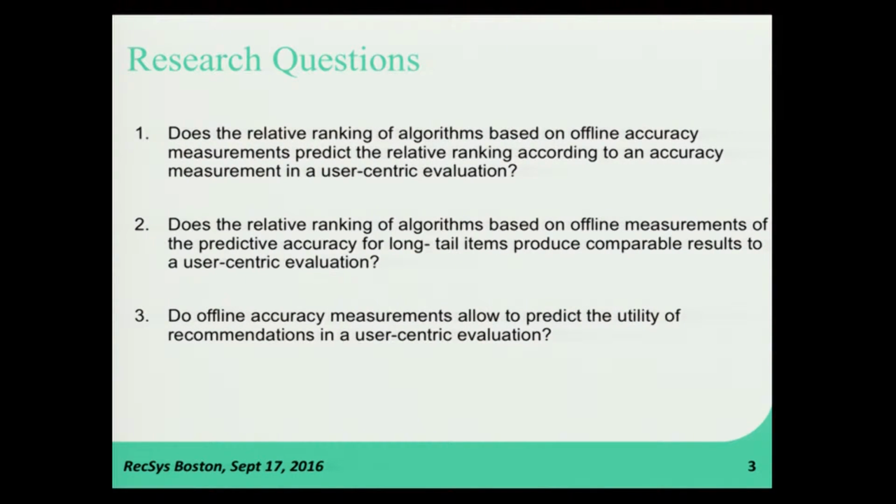So the research questions that we try to answer are about if we can use offline accuracy measurements to reproduce the rankings that come out from a user study. And the accuracy measurements that we use are precision, so the popular precision, and also precision on only long-tail items to try to remove the bias of very popular items. We also compare these two offline metrics with a kind of utility of recommendations, or how useful they are, which means if they're relevant and also novel to the user.